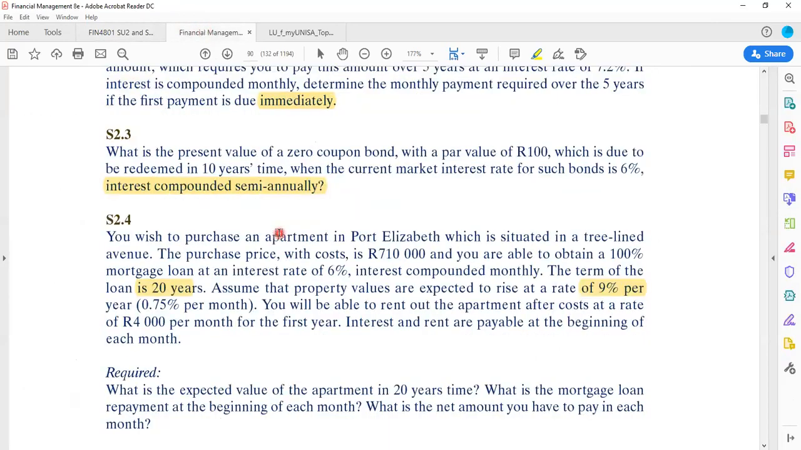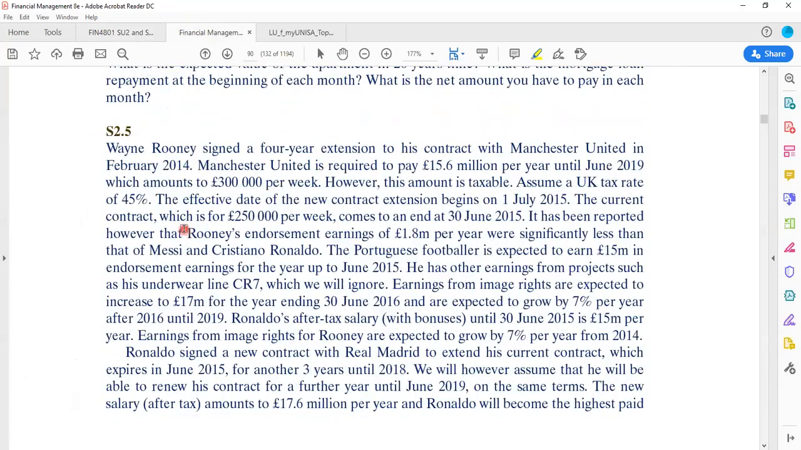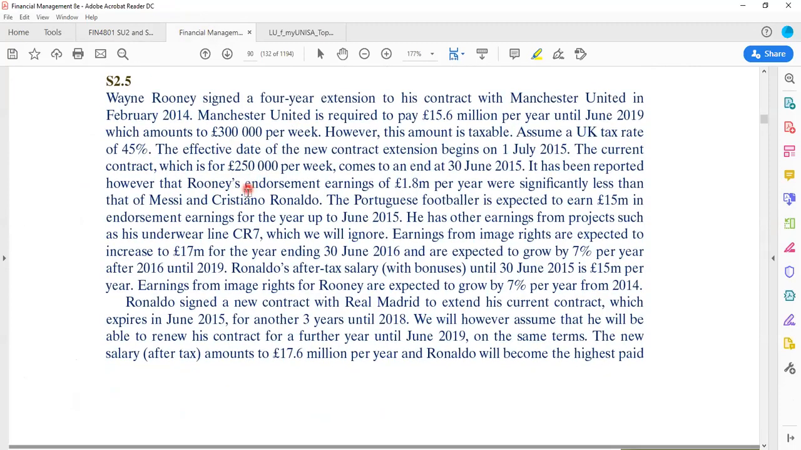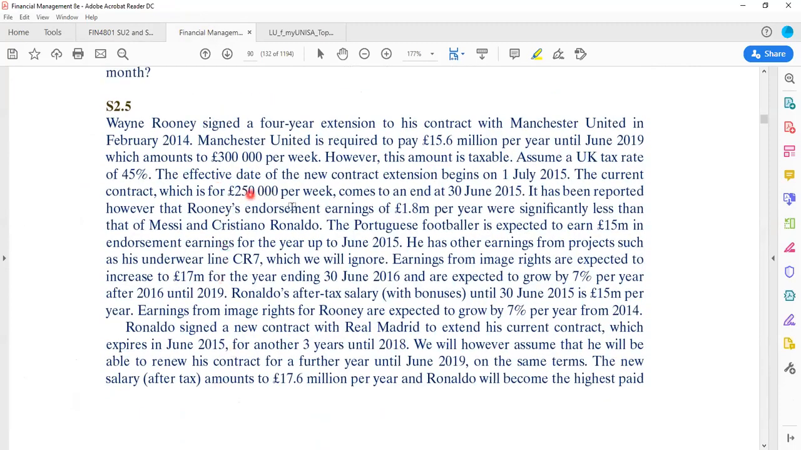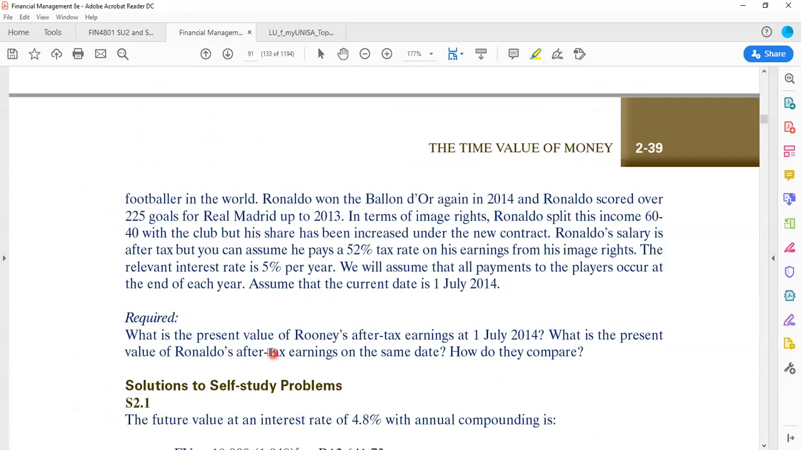So these were just questions to get you comfortable with your financial calculator, nothing too hectic. And then there was this long question. I'm not going to read it, but you can pause and read the question to familiarize yourself with it, or you can read it from the textbook. It's the last question, and it goes all the way up until the next page. And then you ask some questions.